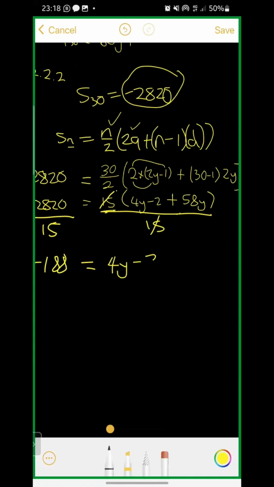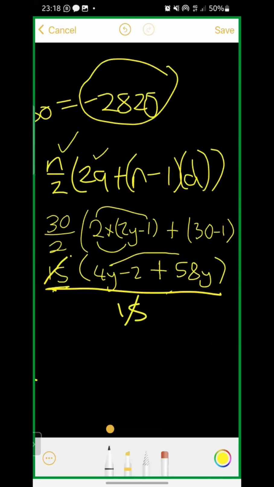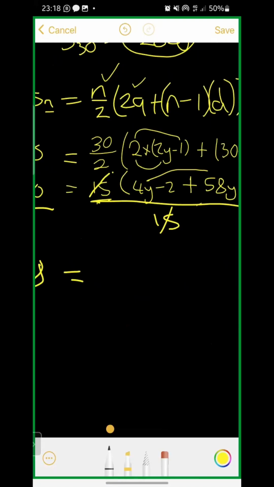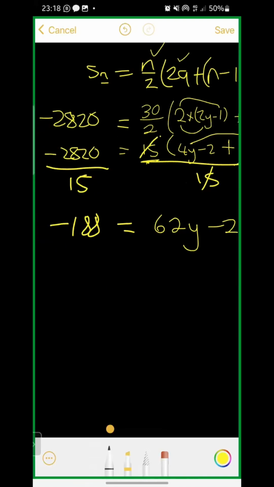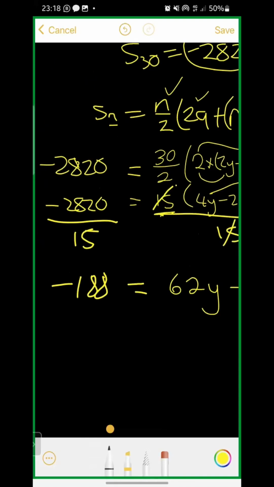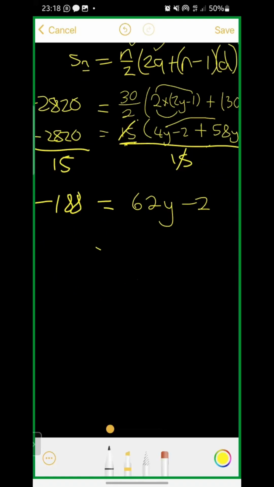So now we don't have to rewrite the 4y and so on, because we can see we have like terms: 4y plus 58y, minus 2. And now the rest is history. We can just take it to the other side. So now plus 2, what do we get?